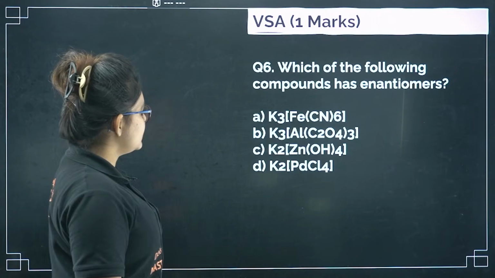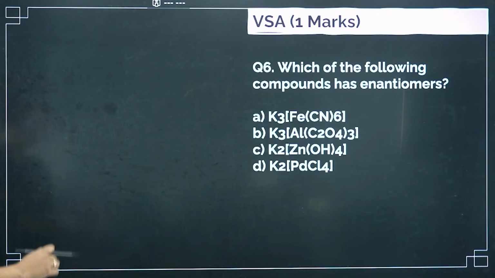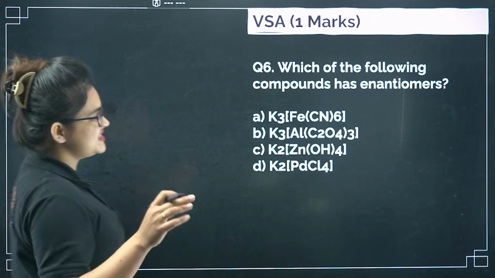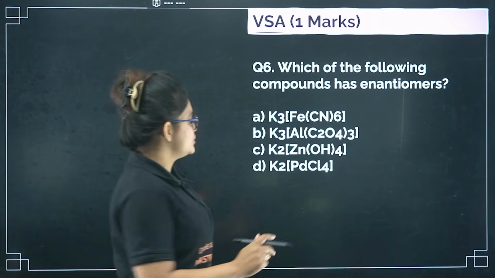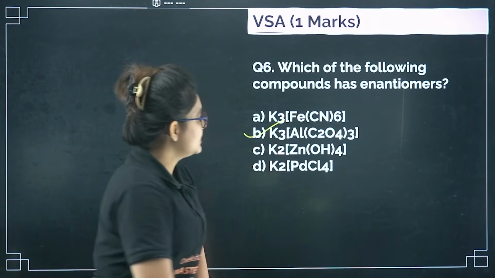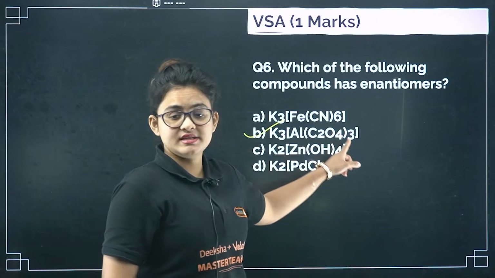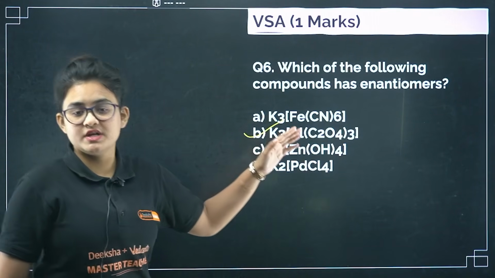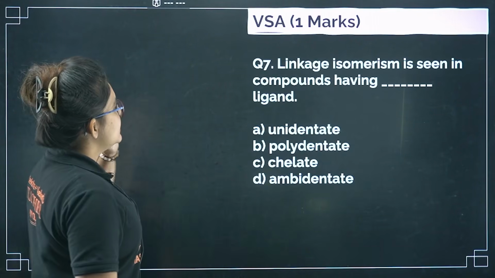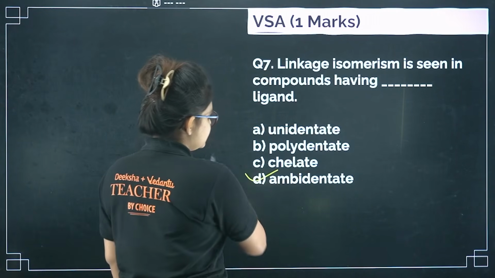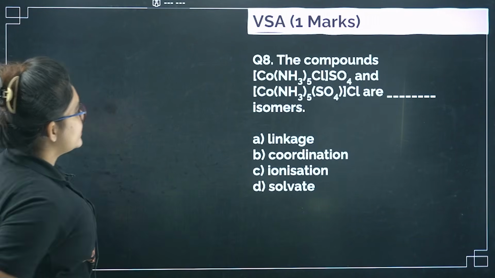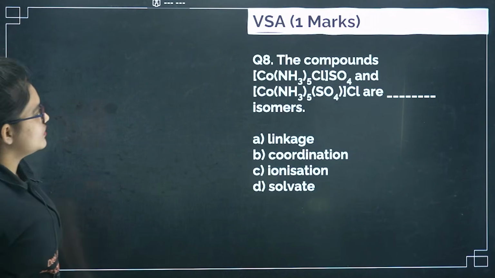So, enantiomer, to get the enantiomer you must need octahedral complex and that must be chiral. So, your option B is going to be the correct option. It is octahedral as well and it is chiral. No plane of symmetry will be passed through it. Next, linkage isomerism is observed in ambidentate. Okay. Next, the compound this and this are what type of isomer?